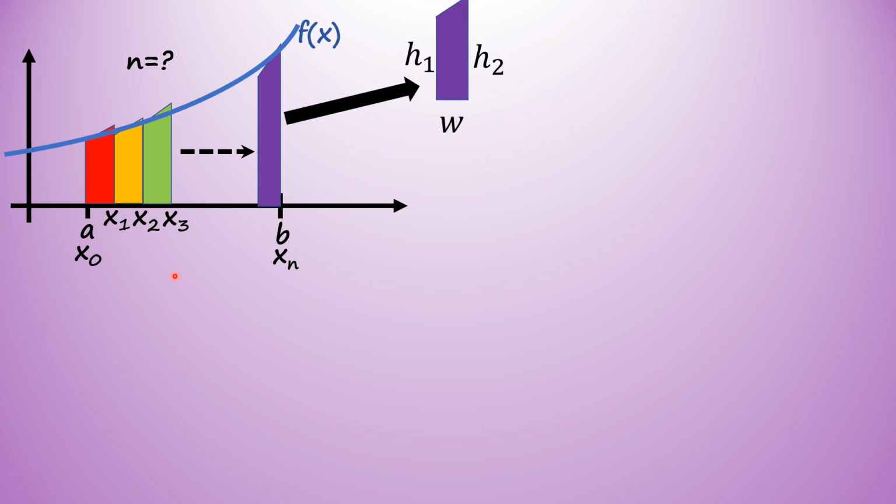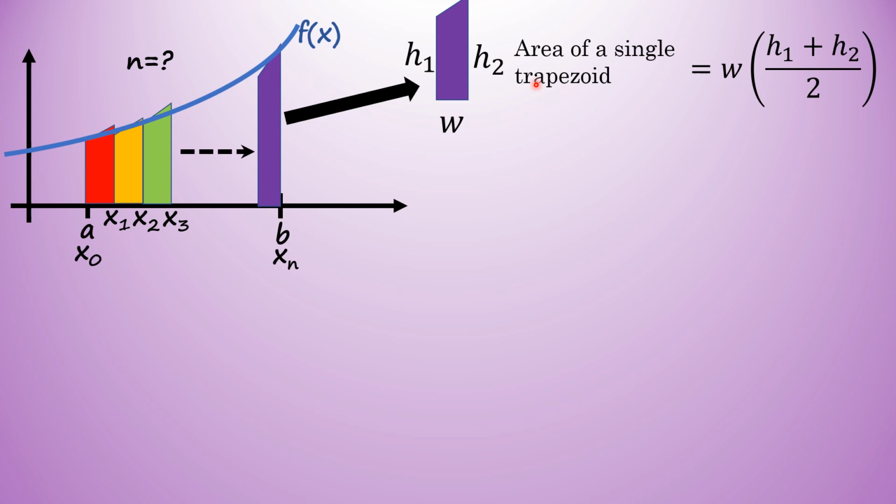And we're going to be using the area of a single trapezoid as the trapezoid area formula, which is the width of a trapezoid times the one height plus the second height over 2, basically the average of the two heights.